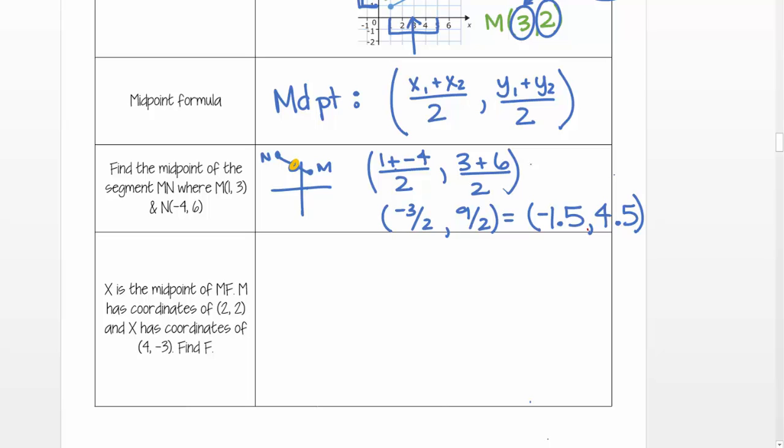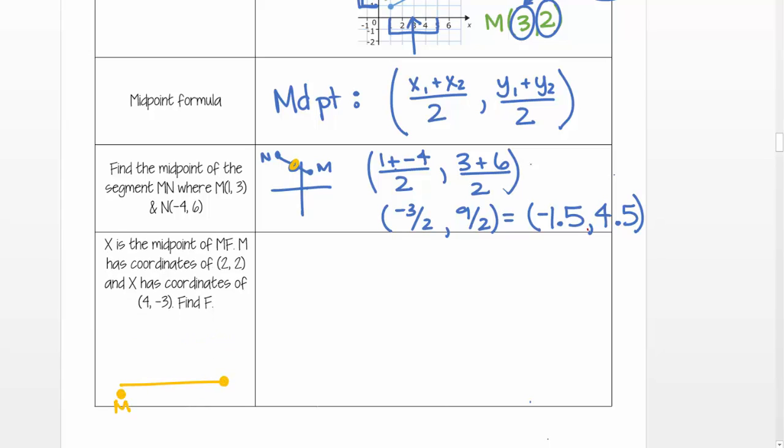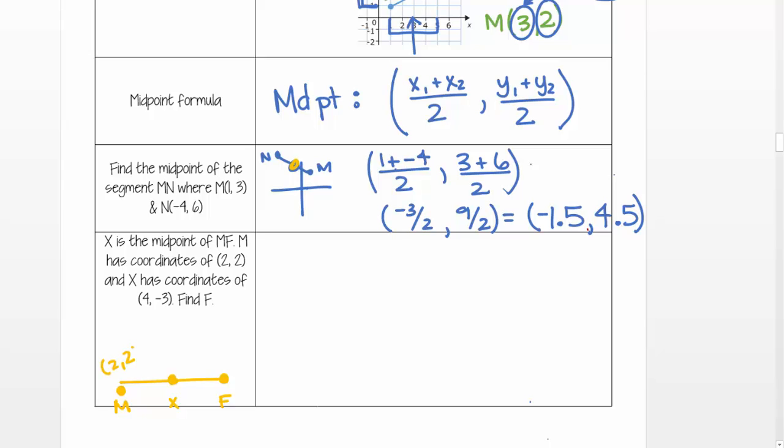So now another type of problem you'll get is a little different. It's going to tell you what the midpoint is. So let's say that we have MF, and it tells us that X is the midpoint. So X is smack dab in the center. M is at 2, 2, and X is at 4, negative 3. We need to find F.